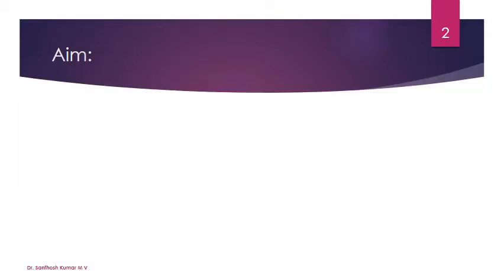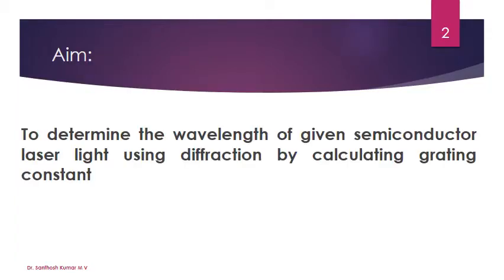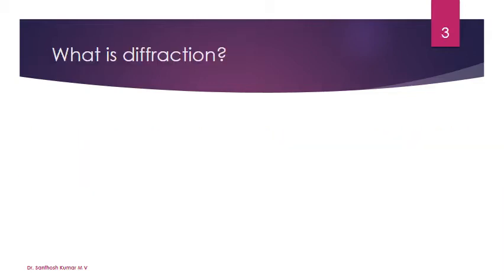The aim of the particular experiment is to determine the wavelength of a given semiconducting laser light using diffraction, by calculating the grating constant. This is the aim of the experiment. In order to understand this experiment completely, first we shall look at what diffraction is.